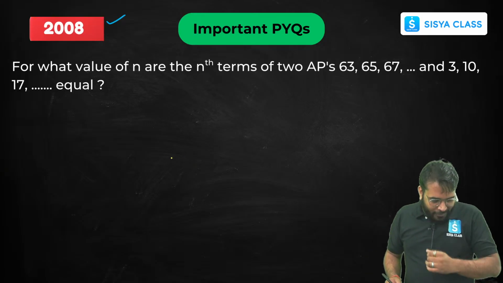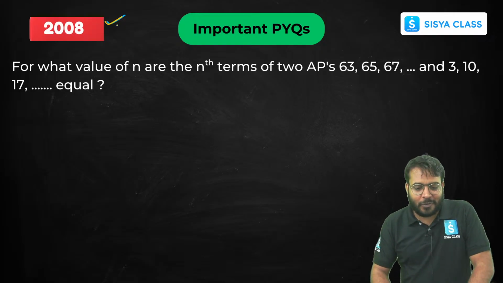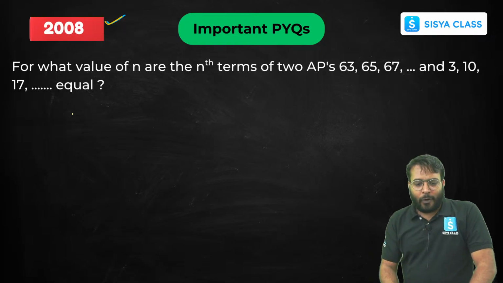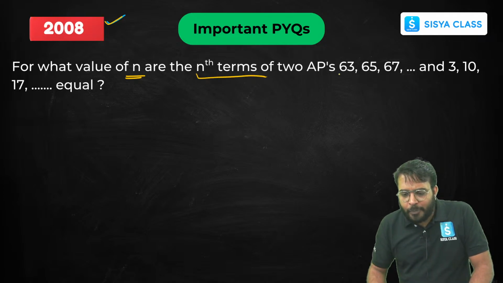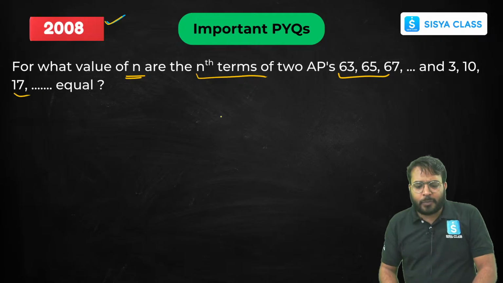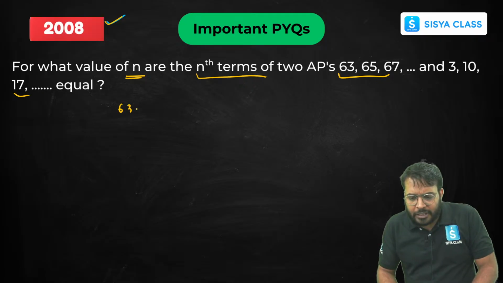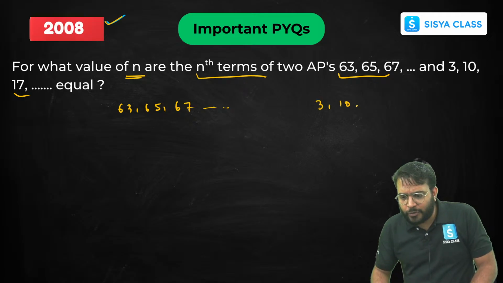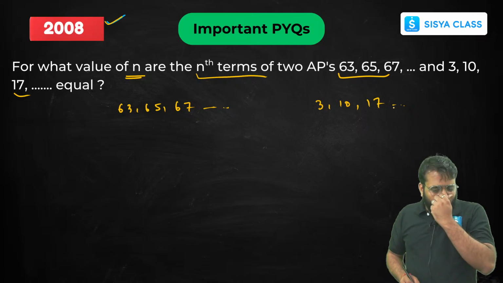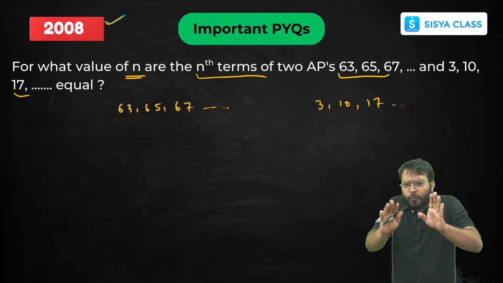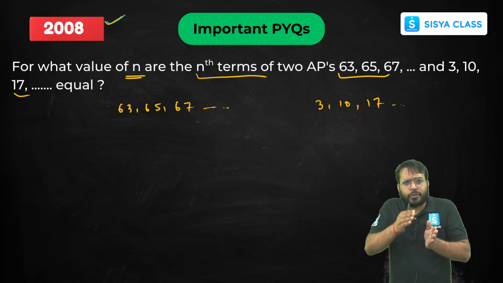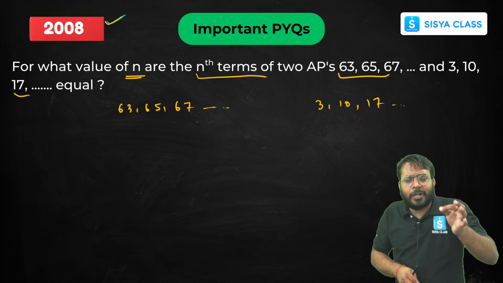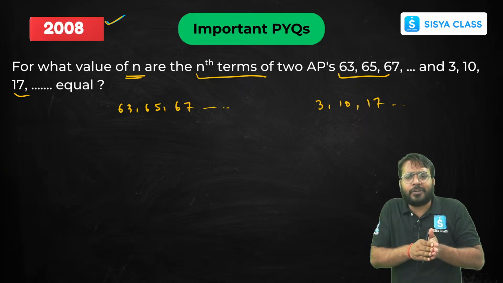Now look here, everyone, please look here. Go through this question. Find for what value of n the nth terms of two APs are equal. Suppose these two sequences are there: 63, 65, 67, and so on. One more sequence: 3, 10, 17, and so on. We need to find that number n whose term in the first AP and in the second AP should be equal.